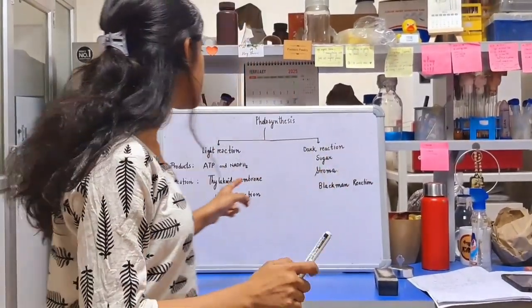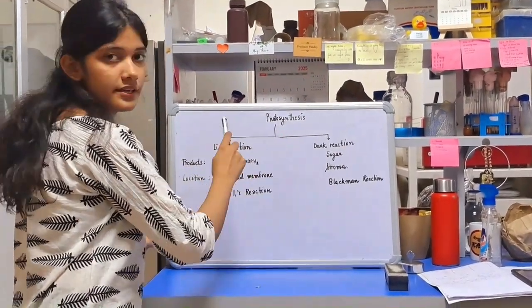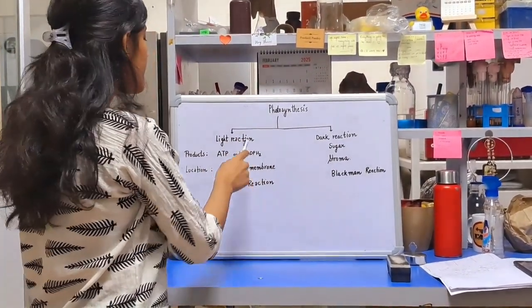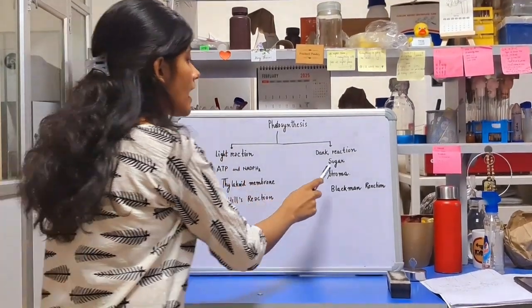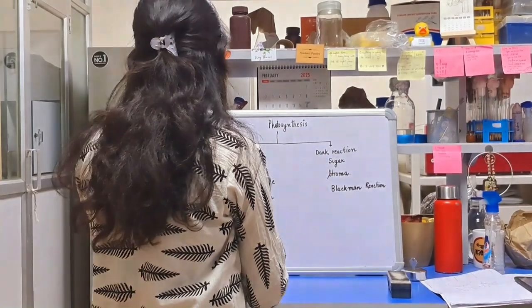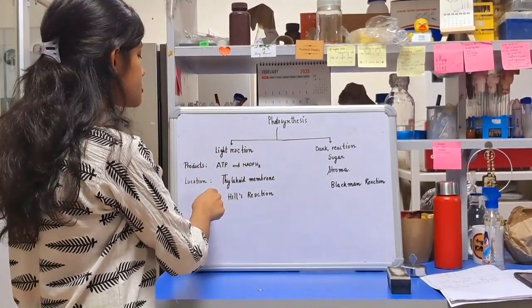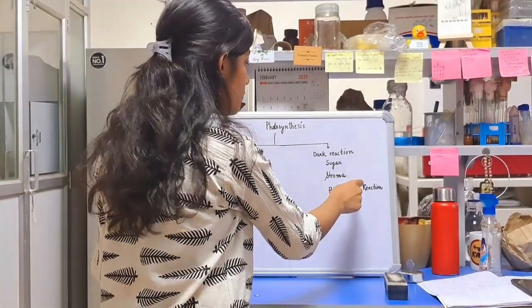So basically photosynthesis is divided into the light reaction and dark reaction. Two phases it has been divided. In the light reaction, the products formed are ATP and NADPH2. And in the dark reaction, sugar is formed, glucose as I have said. The location of light reaction is thylakoid membrane and the location of dark reaction is stroma.